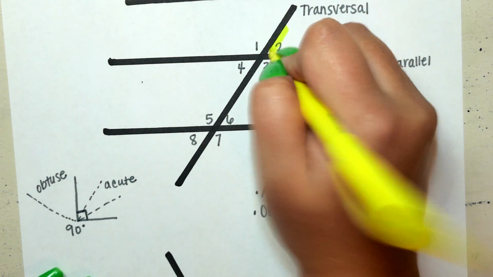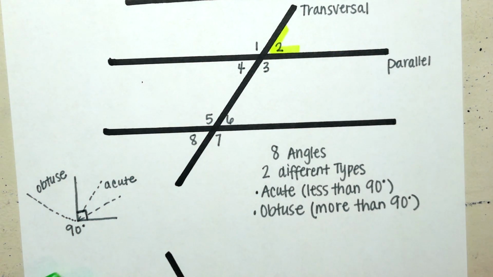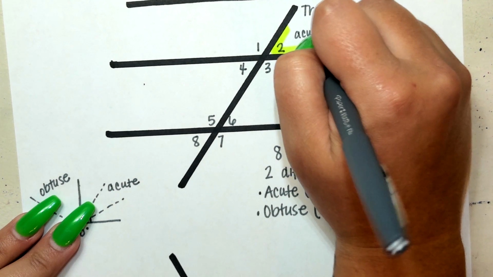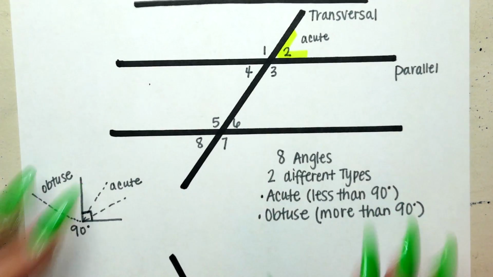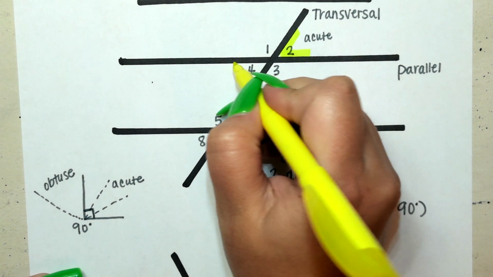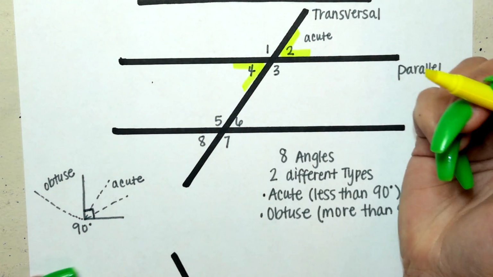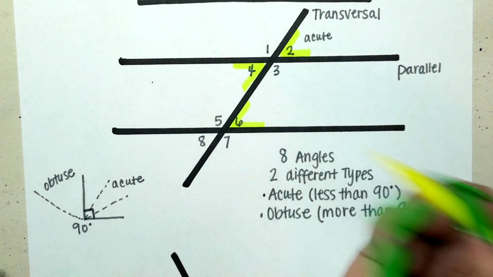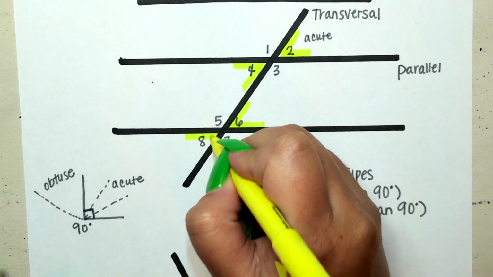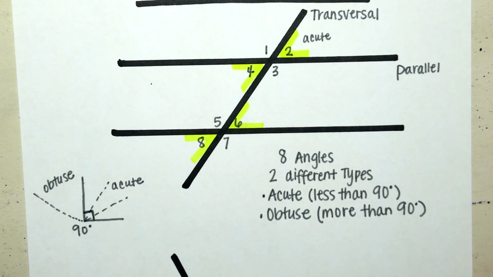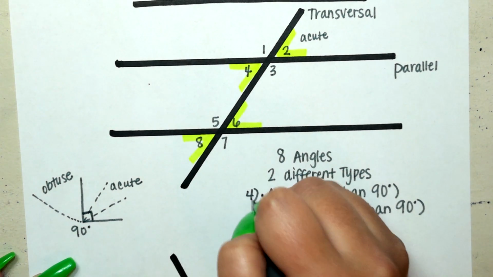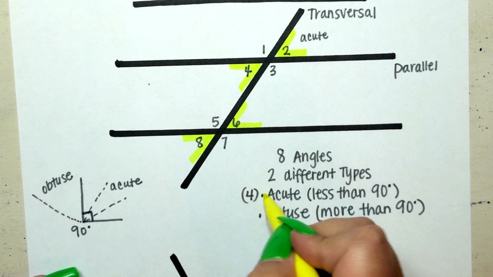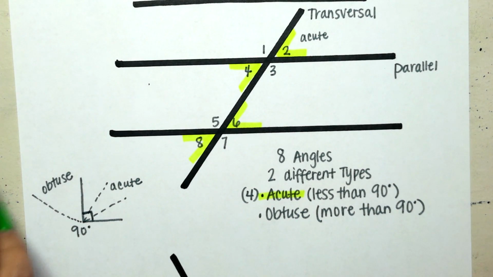Let's look at angle 2. So angle 2 is acute. Angle 4 is also acute. Angle 6 is acute, and angle 8 is acute. Notice that there are 4 acute angles: 1, 2, 3, 4.